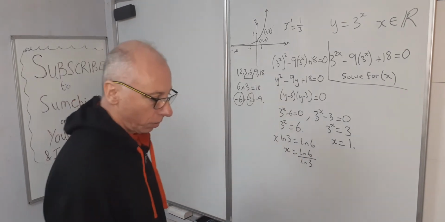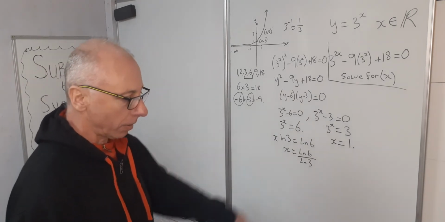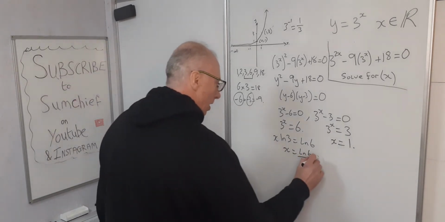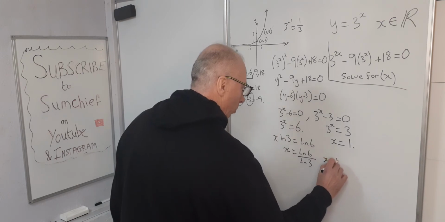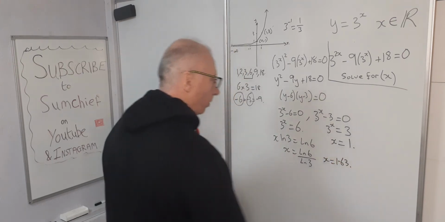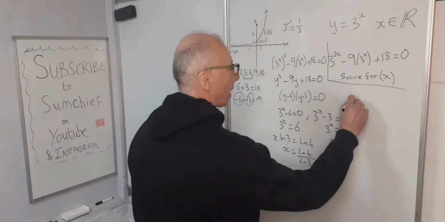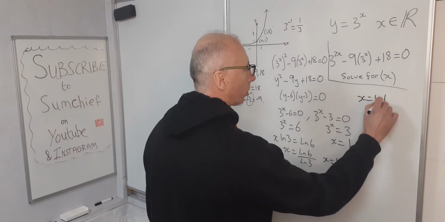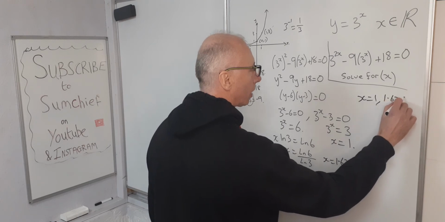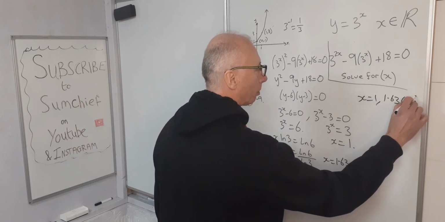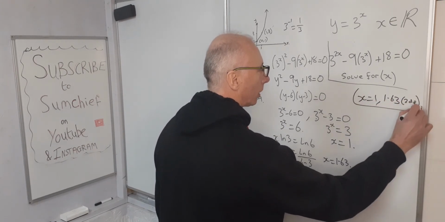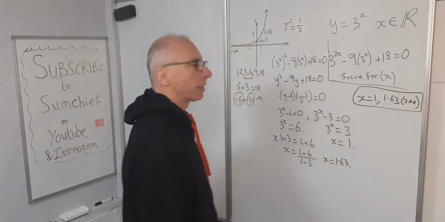So to do 2 decimal places, put that into our calculator, we get x equals 1.63. So therefore our solutions to this, x equals 1 or 1.63, 2 decimal places. There we go. That is our answer.